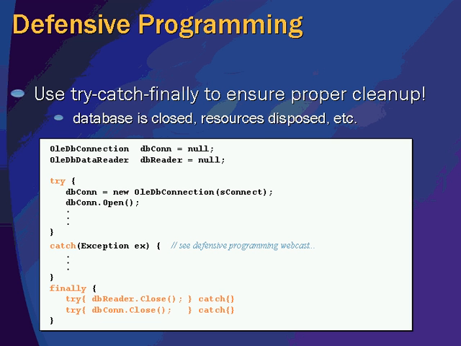And here's the slide about defensive programming. You want to use try, catch, finally here. In C#, you could also do the using statement. So you could have a nested using, one for the connection and one for the reader. So you could have two using statements that are nested inside each other.